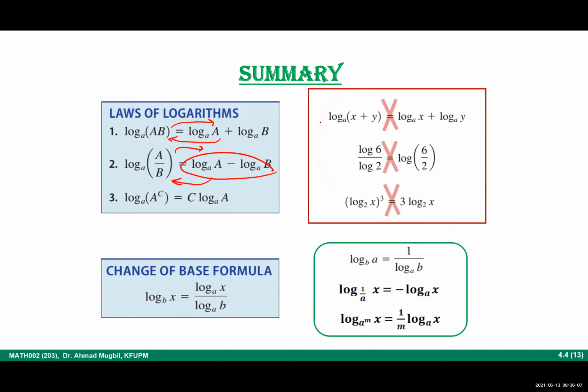For example, this one is related to law number 1. This is related to law number 2. This is related to law number 3. So be careful about these kinds of mistakes. Okay? One of the most important formulas in this section is the change of base formula. So we have 3 laws, and you can consider this the 4th law.